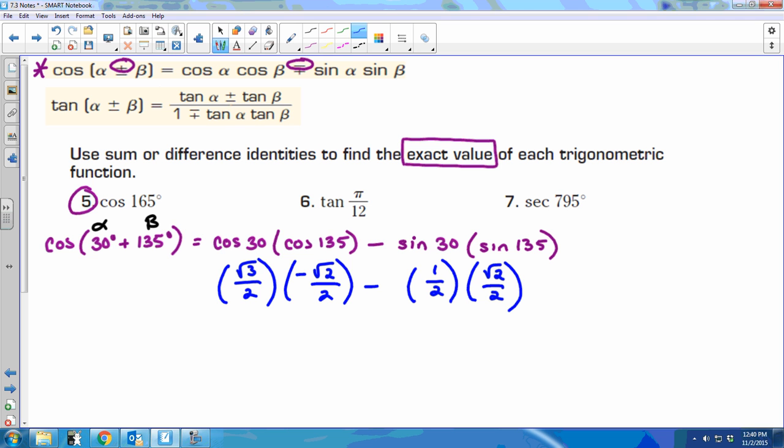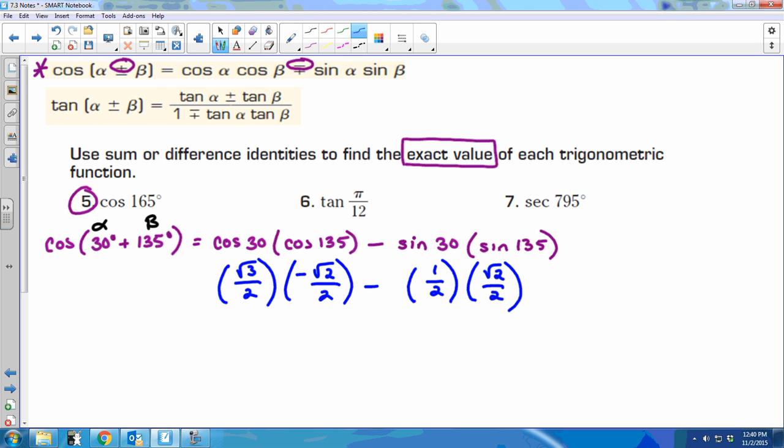So all I've done is found two angles to add together to get 165, rewritten it using the identity, and then filled in the identity with values from the unit circle. Any questions so far? So now I just need to do some simplification. This won't be that bad. This one's not a problem.